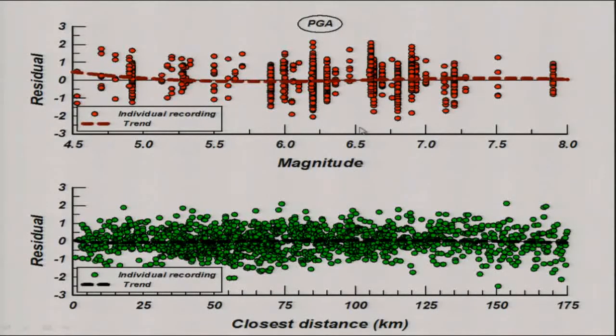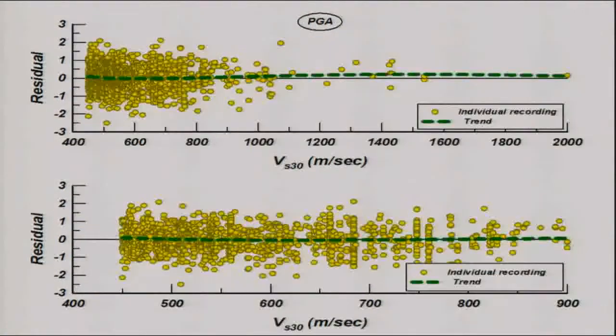These are the residuals. They look nice based on the magnitude. I believe these are total residuals. He didn't say it, but I think that is it. Total residual versus magnitude, and total residual versus closest distance. No major trend. These are for PGA. And then residuals versus VS30 from 450 meters per second and higher. That's his selection range. And also no major trend in any of these.